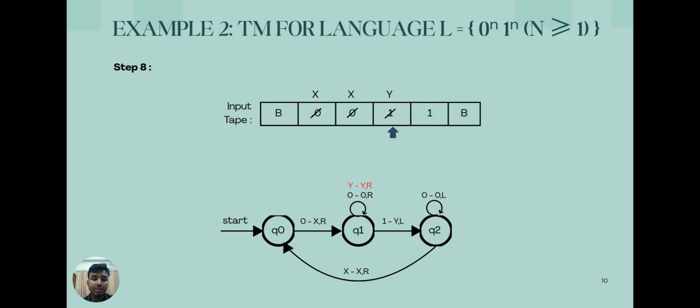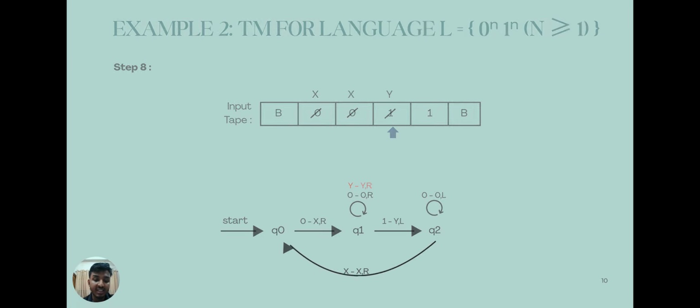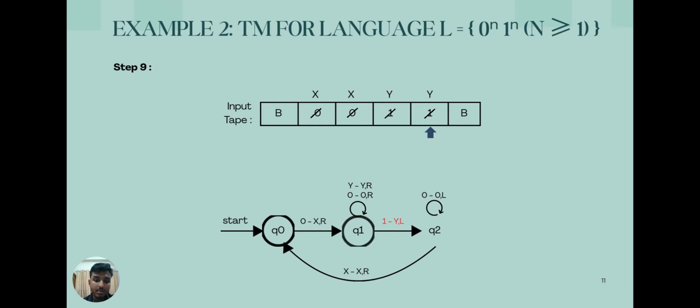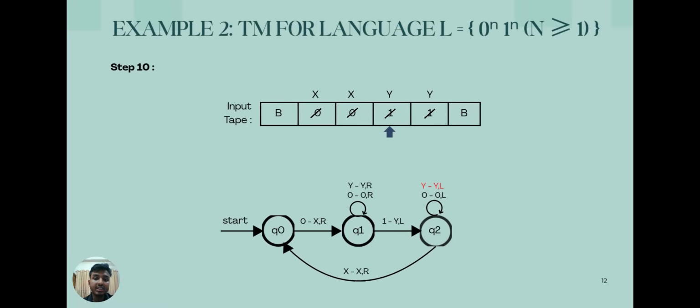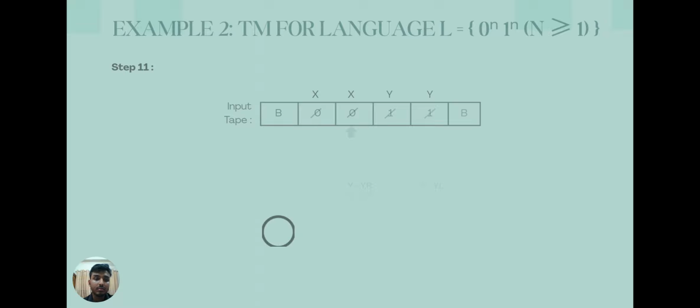At this point, the tape contains X and Y symbols. The machine skips over already marked symbols and only processes unmarked ones. This ensures no symbol is counted twice. Now we see the machine moving right across Y symbols. This means all zeros have been matched and the machine is checking the remaining tape. The machine moves left again to confirm there are no unprocessed symbols. This is part of the final verification.